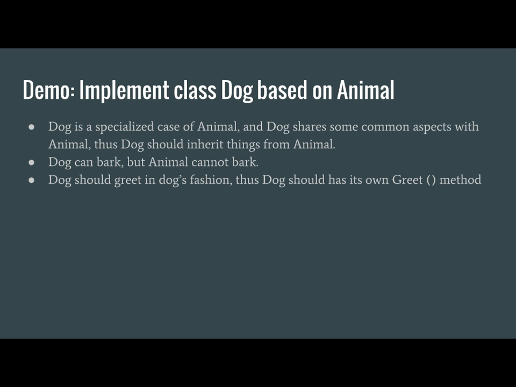Now I think it's time to give you a little demonstration of how inheritance works in C#. We are going to implement the dog class based on what we have in the animal class, and add a few features or specializations to the dog class, such as making the dog bark, assigning an owner to the dog, and giving the dog its own greeting fashions. Okay.